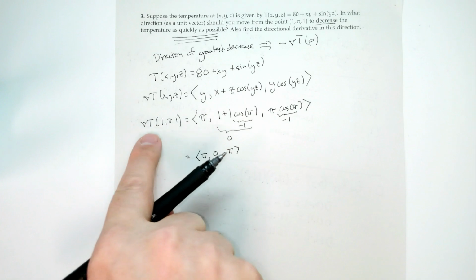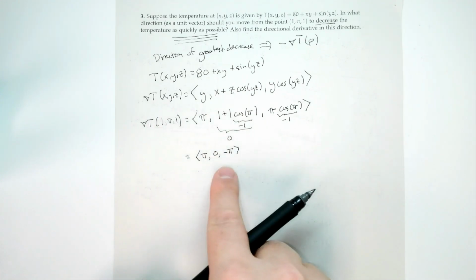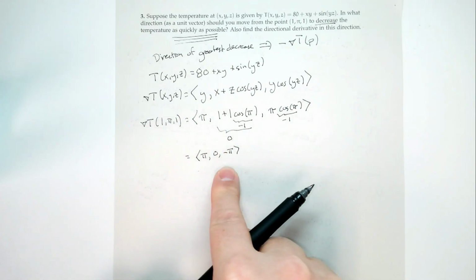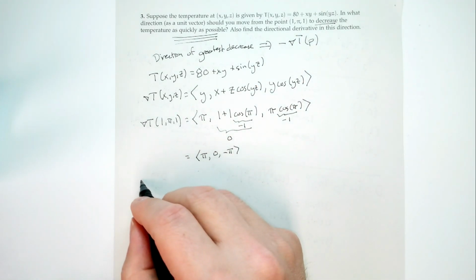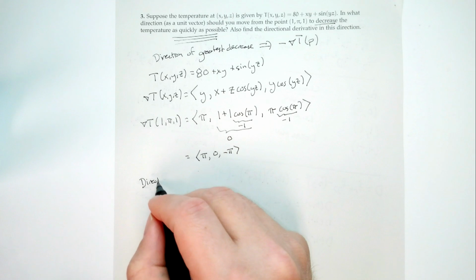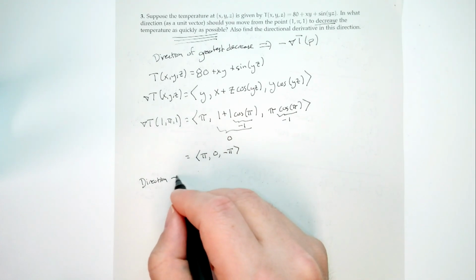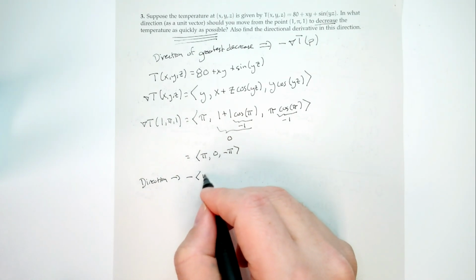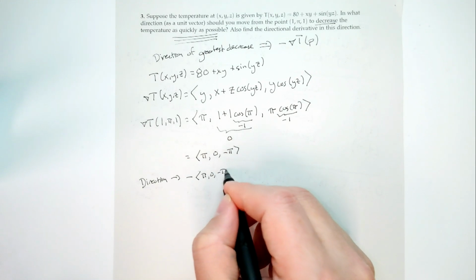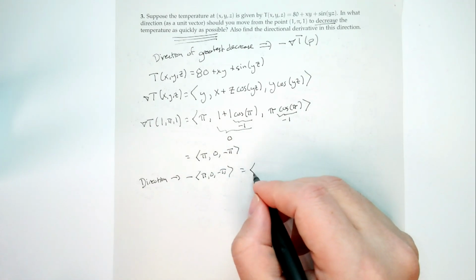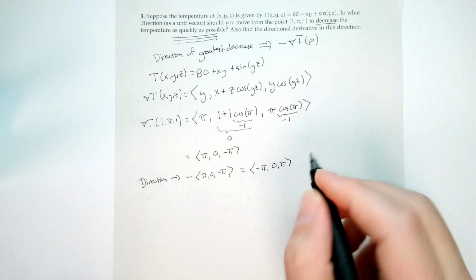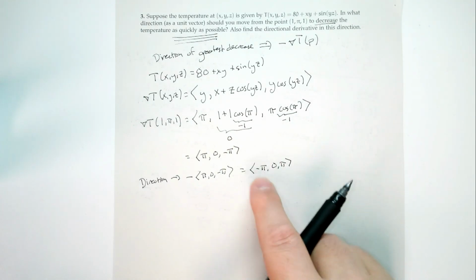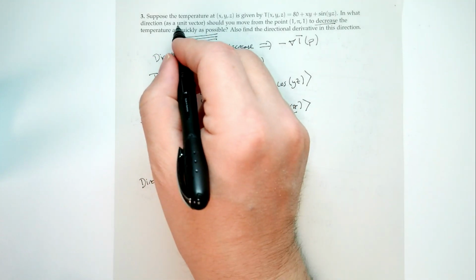Okay, so this is the gradient. That's the direction of greatest increase. We want the greatest decrease. So the direction will correspond to negative (pi, 0, minus pi), which of course we can put the negative in: (negative pi, 0, positive pi). Now, is that our answer? Well, remember they said unit vector.